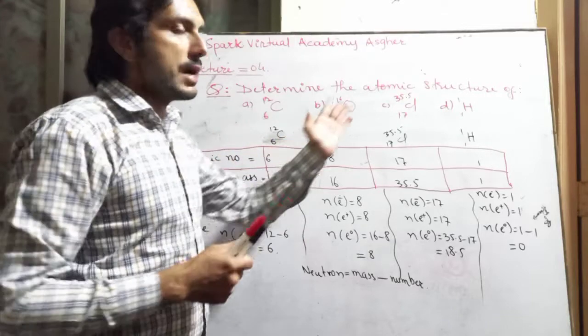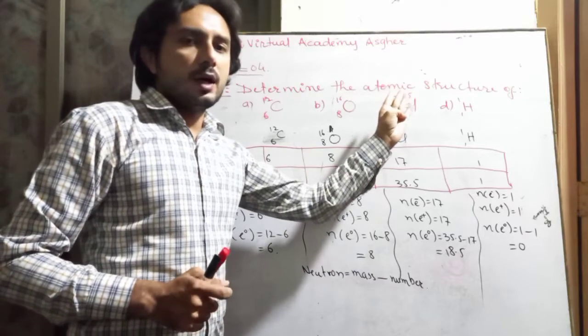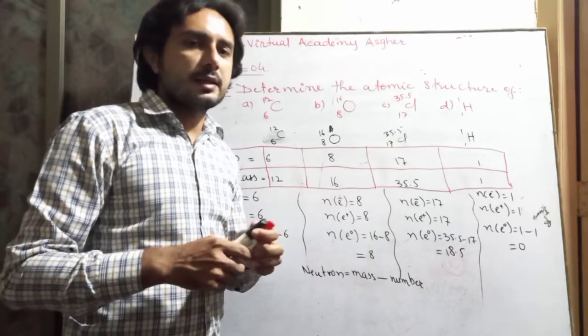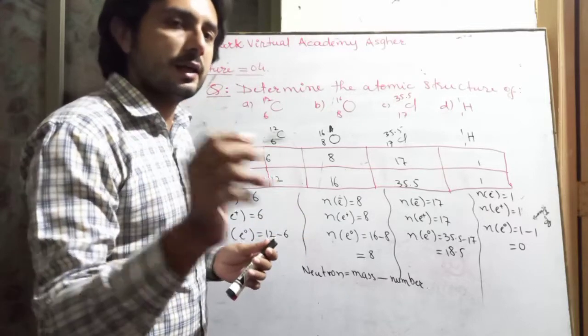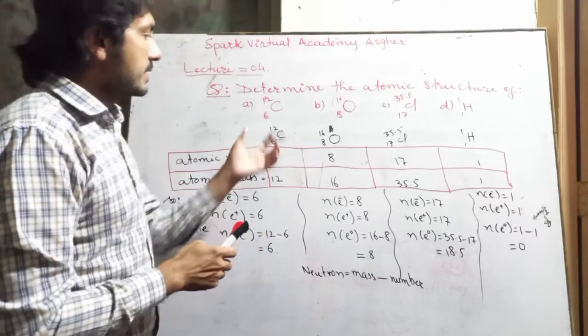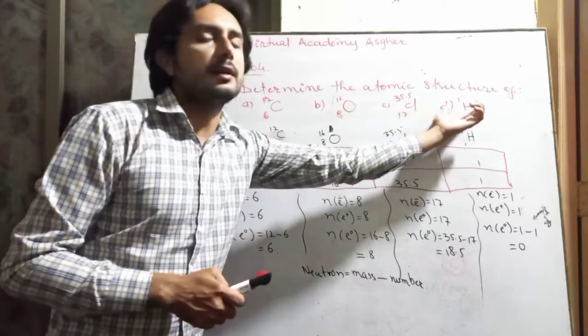Examples of determining the atomic structure. In atomic structure, we mean that we have to determine the number of protons, the number of electrons, and the number of neutrons which are present in an atom. So we have some examples here. For example, we have carbon, oxygen, chlorine, and the last one is hydrogen.